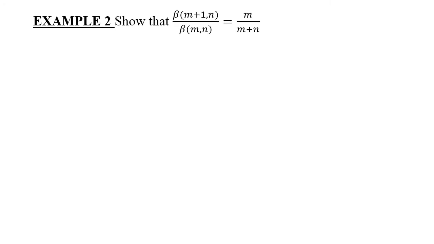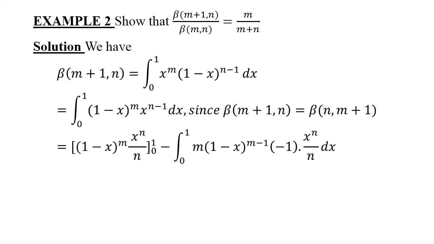Let's take another example. We have to show that beta(m plus 1, n) upon beta(m, n) is equal to m upon m plus n. We will solve this problem in a slightly different way. We take beta(m plus 1, n) equal to the integration from 0 to 1 of x to the power m times (1 minus x) to the power n minus 1 dx. We can write it in another way, the integral from 0 to 1 of (1 minus x) to the power m times x to the power n minus 1, by using the property beta(m, n) equals beta(n, m).